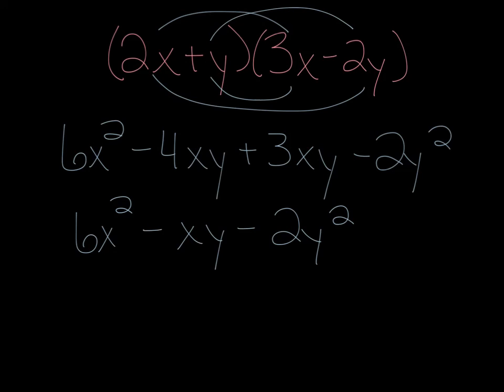If I had done this mentally, 2x times 3x, 6x squared. Then I look at these outside terms, negative 4xy plus 3xy gives me the negative 1xy. Y times negative 2y is negative 2y squared. It is okay to write this middle part out, but when you can, begin to skip it.